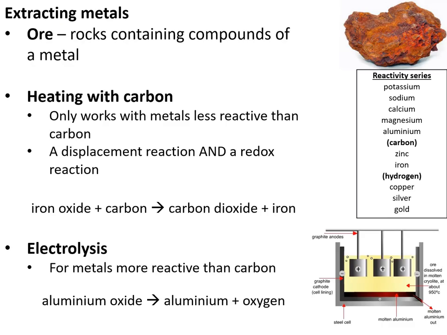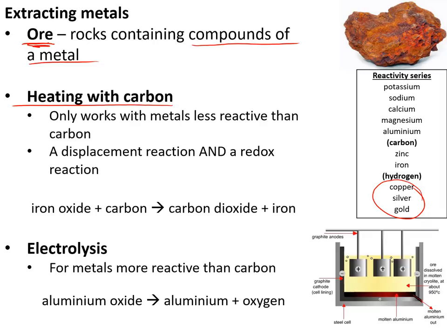Metals are not found naturally in their pure form for the most part, but are found as rocks called ores, which contain compounds of the metal. Only the metals down here can ever be found in their pure form. All the others exist as these ores. Okay? So metals can be extracted from ores in two different ways. One is by heating them with carbon.